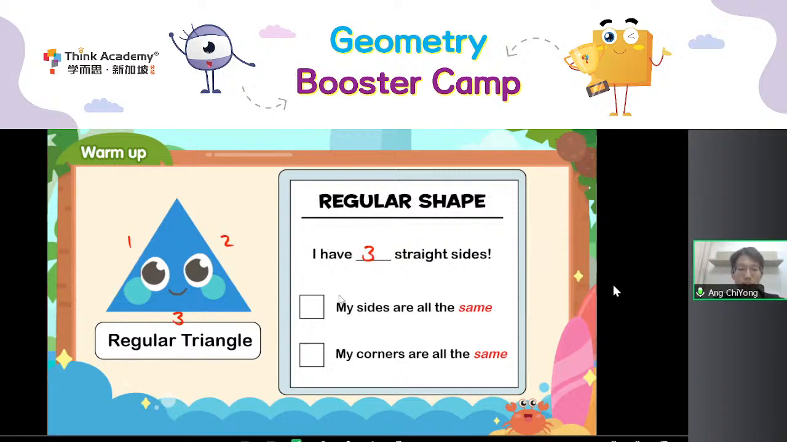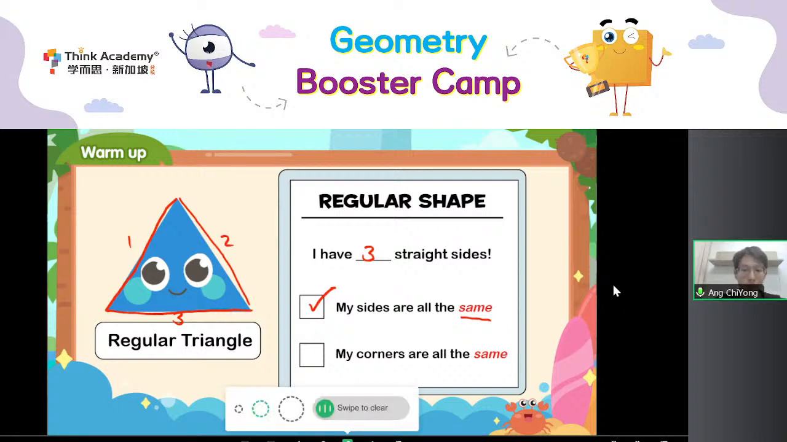Okay, and now let's see the checklist. My sides are all the same. If you have your worksheet with you, you will see that there's a blank on your worksheet over here. My sides are all the, starting with S, you should write down same. I'll give you some time to write it down. Meanwhile, let me check. Are the sides the same? They have to be the same length, right? All the sides. I'll put a tick over here. The sides are all the same.